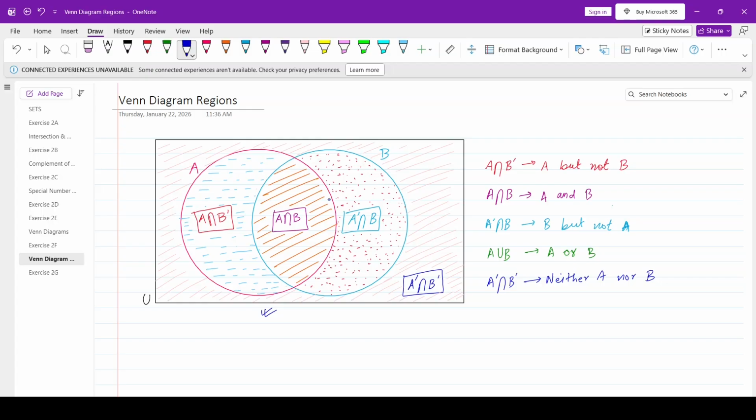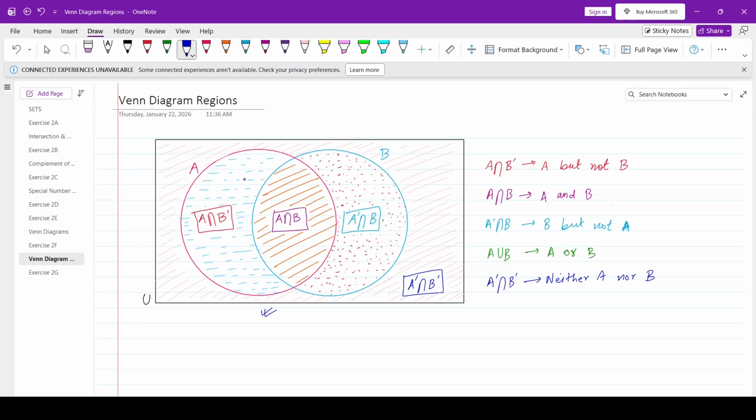Then we have the third region, which has only B, not A, this part. Then we have the remaining part, which is neither A nor B. So we can write it in this form. And the whole thing is the universal set U.